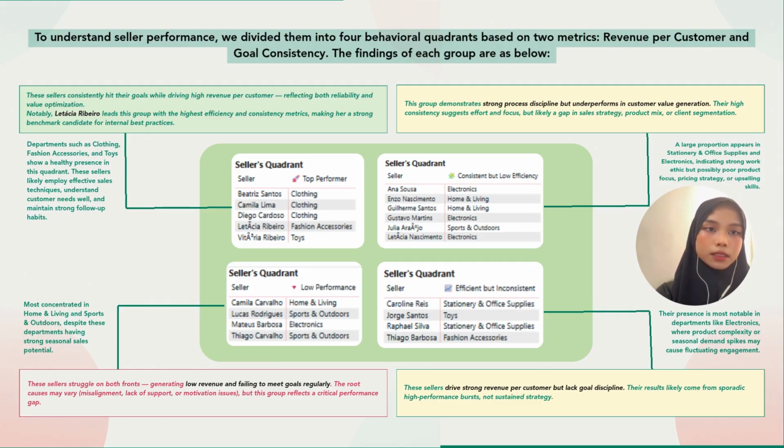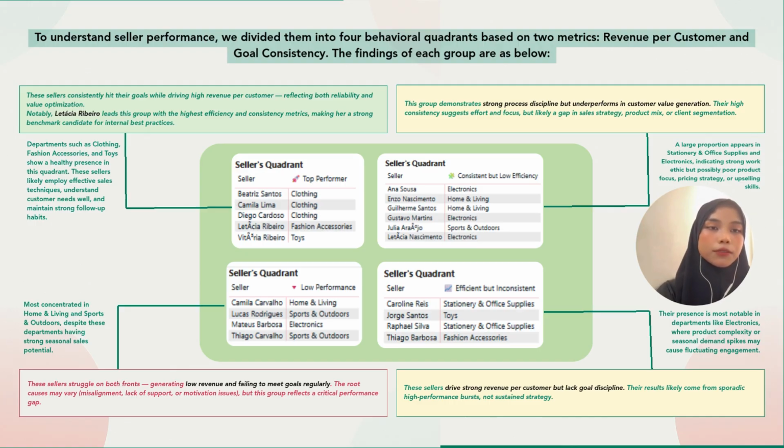Next, we have the consistent but low efficiency group. Sellers in this quadrant are disciplined and structured, often hitting their targets, but with lower revenue per customer. This suggests that while they are putting in effort, there may be issues in sales strategy, product mix, or pricing that reduce their overall yield. This quadrant has a heavy presence of electronics and stationery, possibly reflecting more process-driven work but lower flexibility or upselling effectiveness.